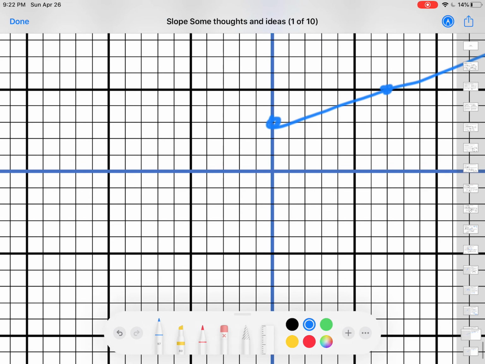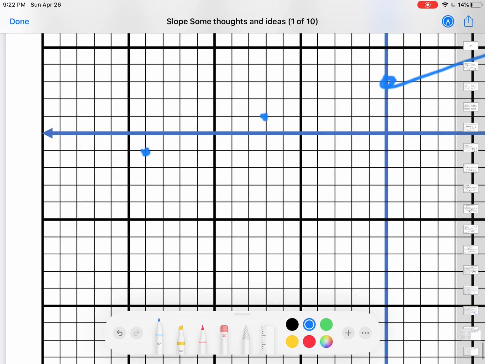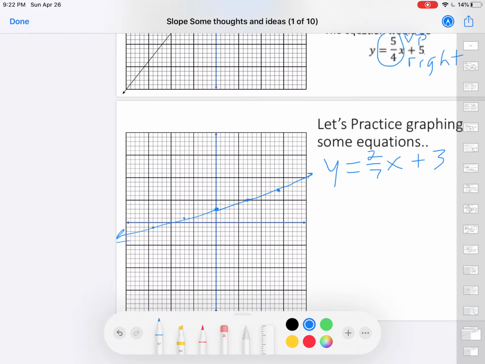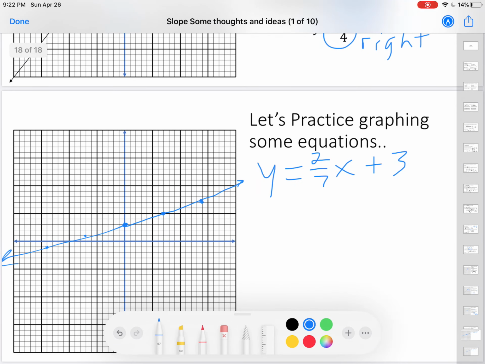But now we have to go in the other direction. 7 to the left and 2 down. 7 to the left and 2 down. And it's off the graph in that direction. Draw the line, and that's the line for that one. We had to start at 3, then we had to go 7 to the right and 2 up because 2/7 is less than 1. Therefore, it had to go up less than it goes to the right.